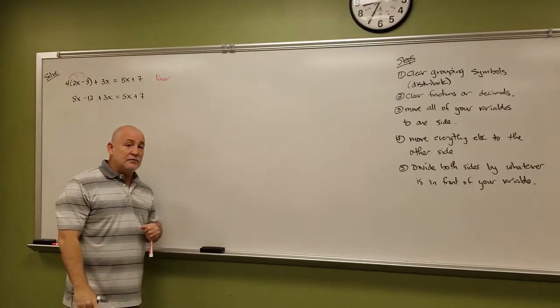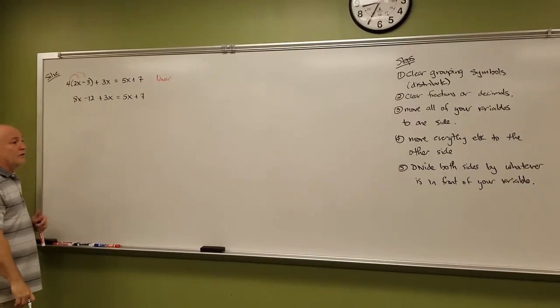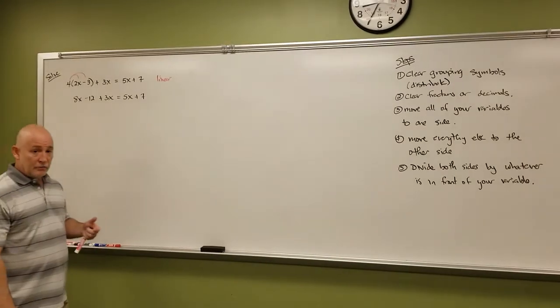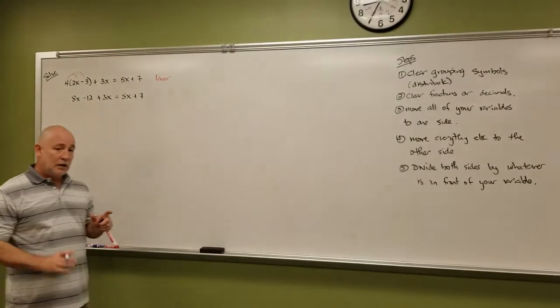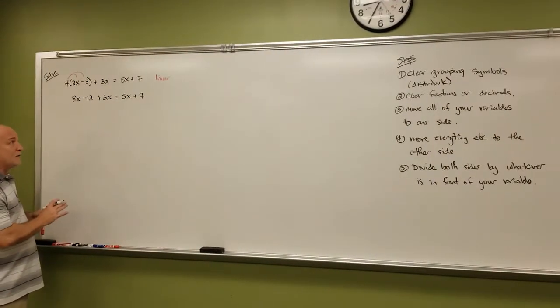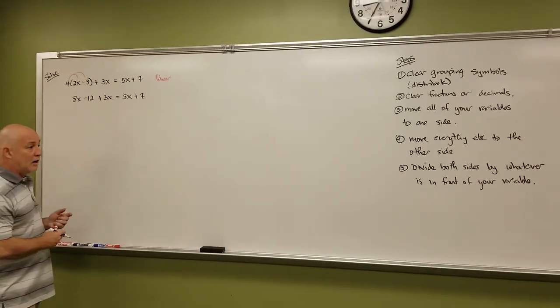Step 2 says clear fractions or decimals. Now we don't have any of those, so that step's already done for us. Step 3 says move all your variables to one side. Now, here's where a lot of mistakes are made. So I'm getting ready to make a mistake, so don't copy this down. I'm going to show you something that happens a lot with students.